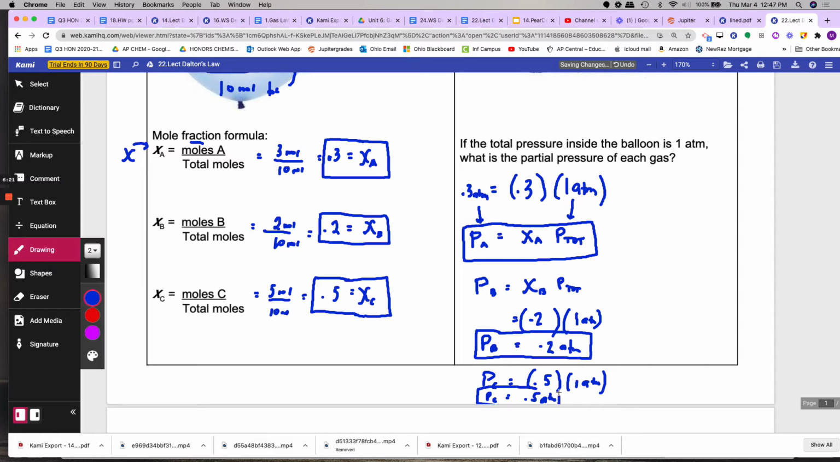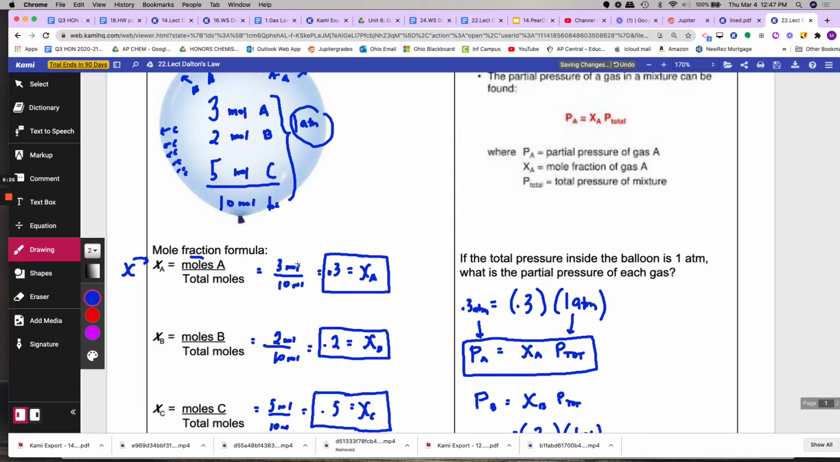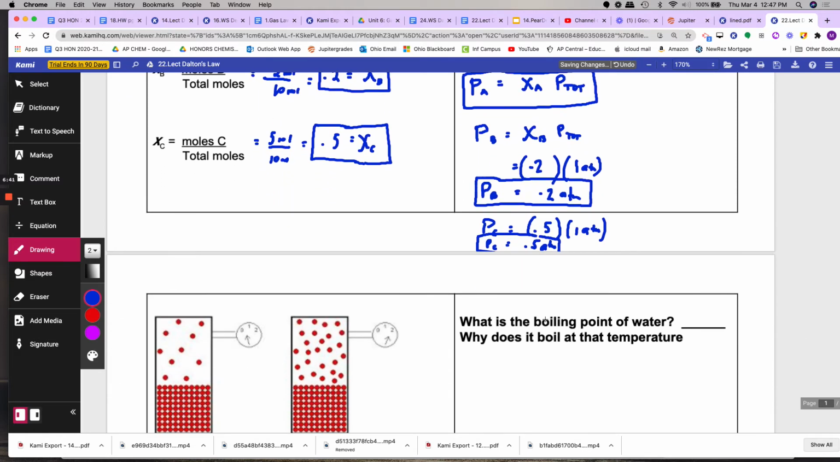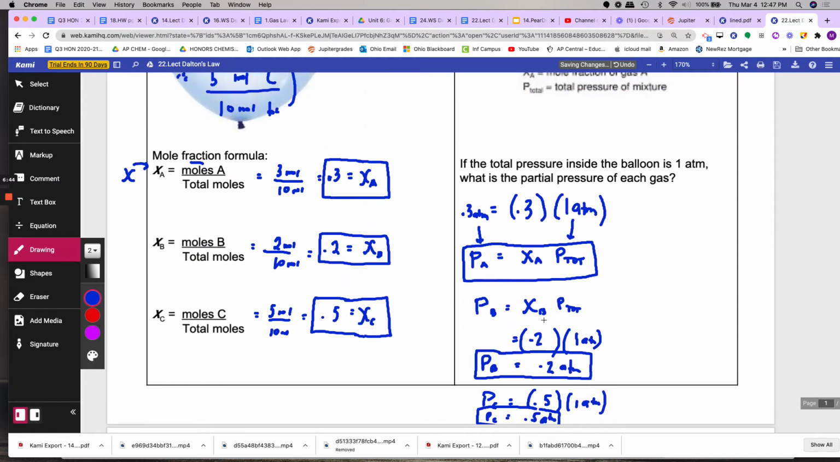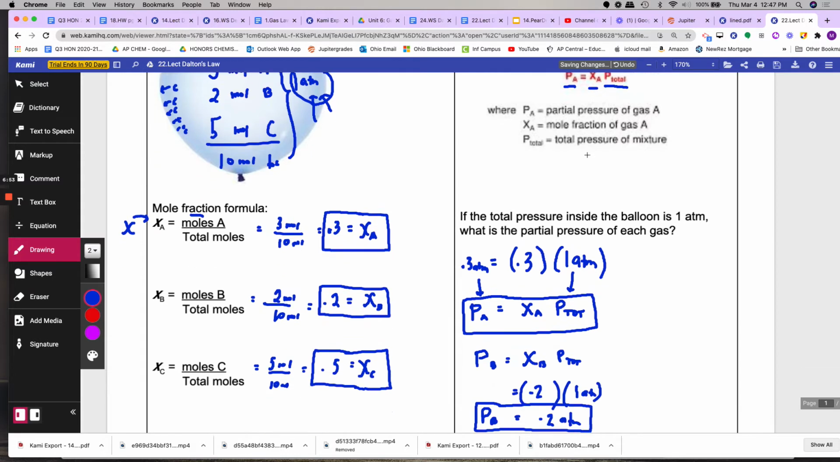So what does this all mean? It means that if you have a balloon and it is 0.3 A, it will exert 0.3 of the pressure. If you have a balloon that has 0.2 B, it'll exert 0.2 of the pressure, which makes sense because it's 0.2 of the molecules in there. Okay? So the formula is up here. The partial pressure of something is equal to the total pressure times the mole fraction of that substance.